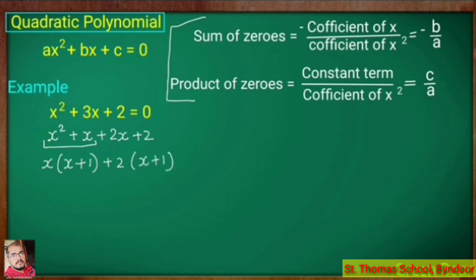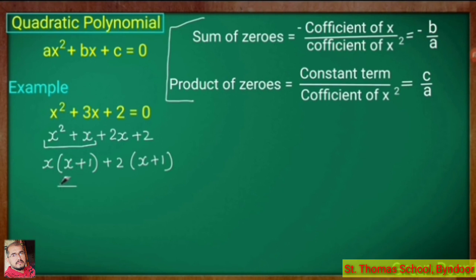So you know how to simplify the common terms. Now x plus 1 is the common term. You write it separately, and the remaining terms, x plus 2, we write. So x plus 1 and x plus 2 are the factors of the polynomial. So we have to compare with 0. x plus 1 equals 0. Then my plus 1 goes to the other side as minus 1. So x equals minus 1.